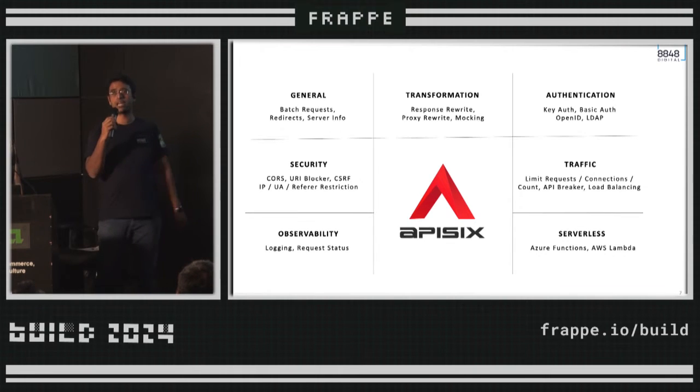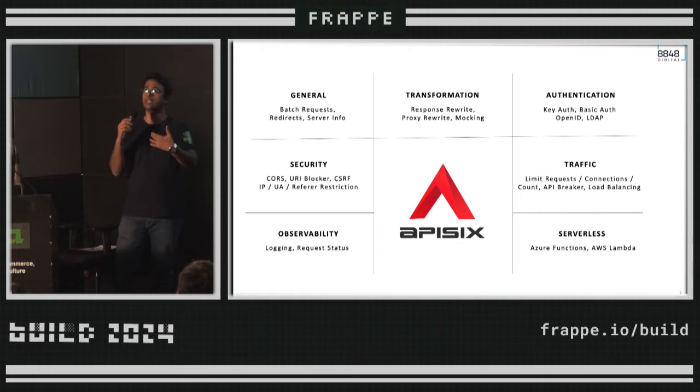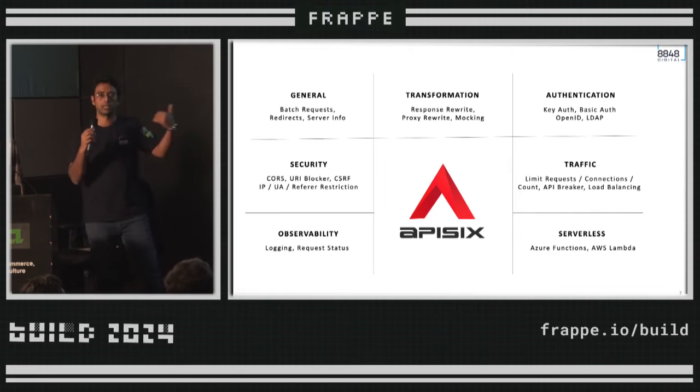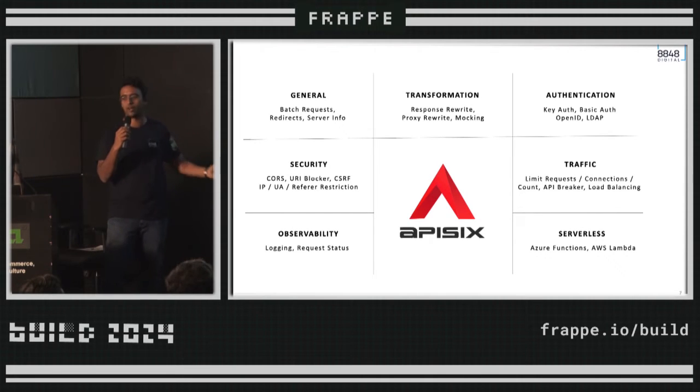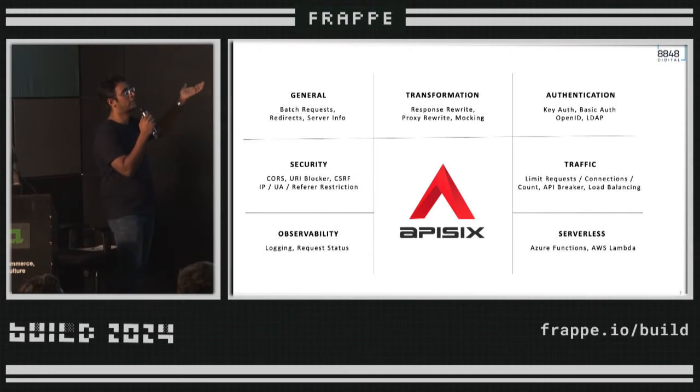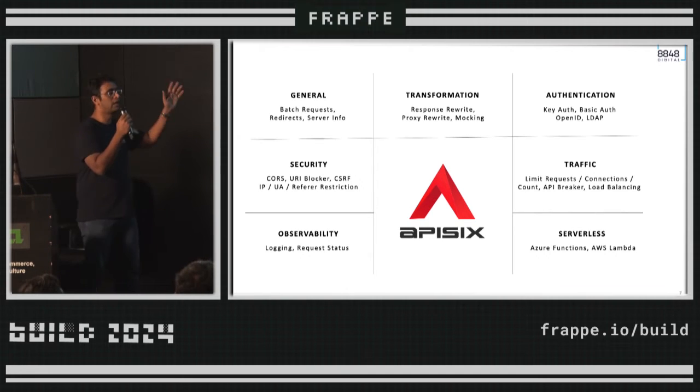On the transformation side, you may have a requirement where the request format to your backend service, or the response format to the client side, has changed. You can manage that without changing the code on the client or the server side. And then you can do mocking of staging data, and manage authentication, traffic, security, and a lot more.